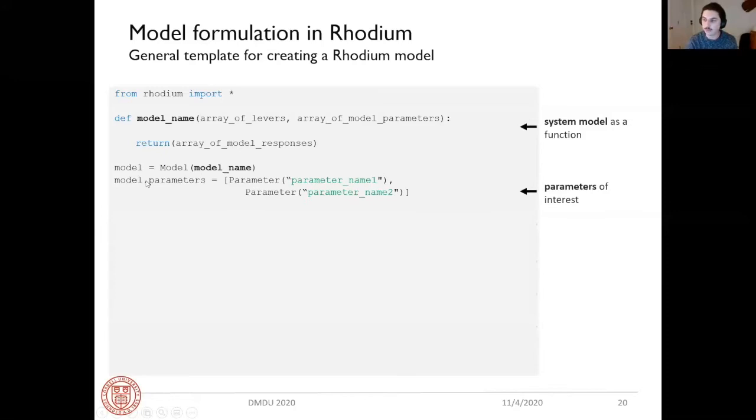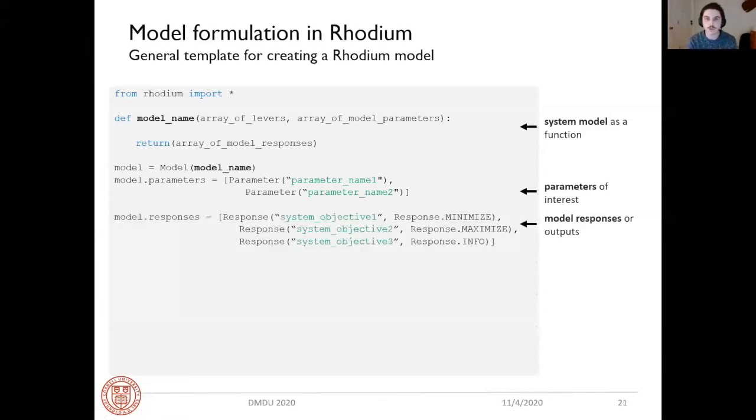And then we want to tell Rhodium what the parameters of the model are. And so we can define parameter 1, parameter 2. So this would be all of the inputs. We also want to define what the responses are. And so here we're defining our objectives, and importantly, we're defining whether we're trying to minimize or maximize an objective, or whether the response is maybe an output of our model that's just for information and is not actually for optimization.